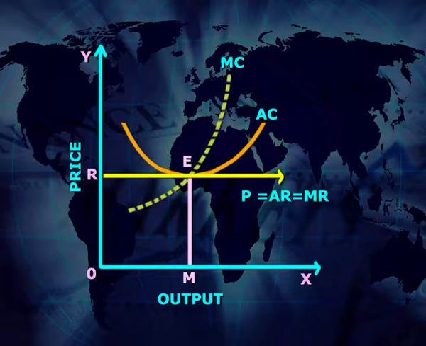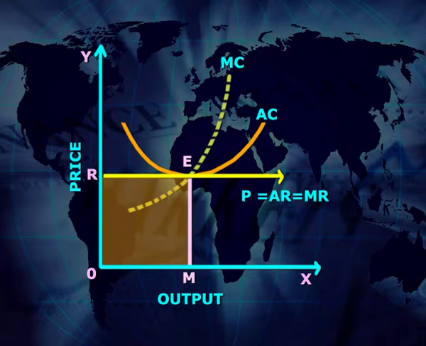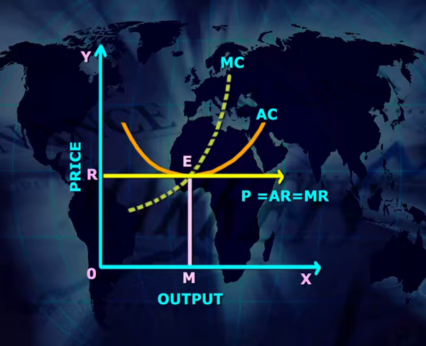In this figure at OM equilibrium production, total revenue is equal to OREM, which is equal to total cost. Therefore, firm is under normal profit position. At OM equilibrium production of the firm EM is equal to price is equal to AR is equal to AC is equal to MR is equal to MC also. Therefore, this is an optimum firm.